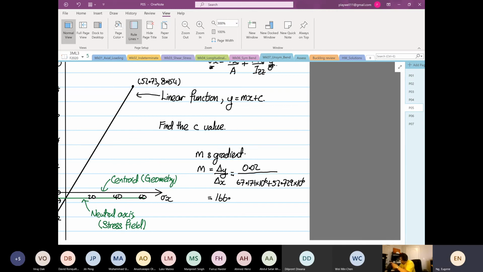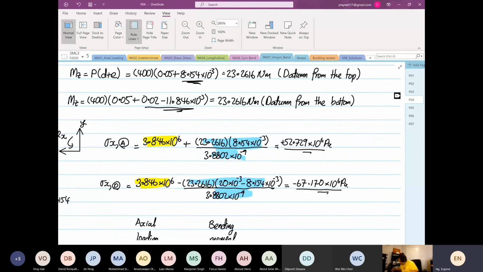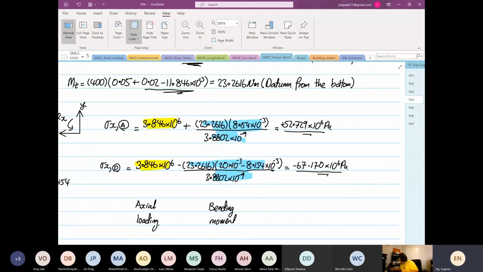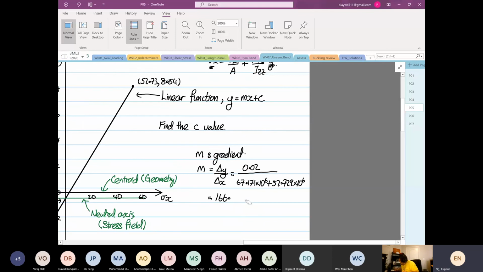So 67.171. Okay, 67.17. Sorry, what was the stress that we calculated? 67.17. Sorry, not 171. Okay, so 67.17 power 6 plus 52.729 power 6. So 0.02 divided by this, so it's equal to 1.166807 times 10 to the power minus 12.